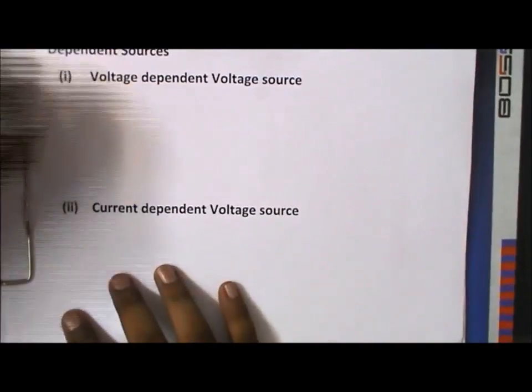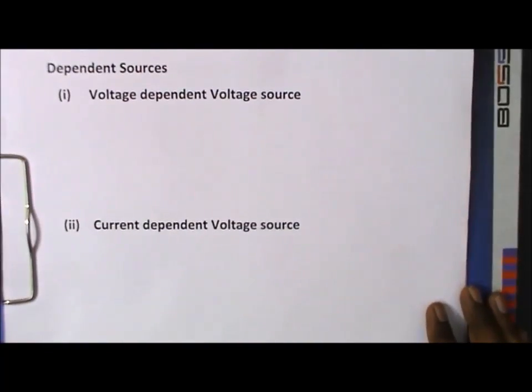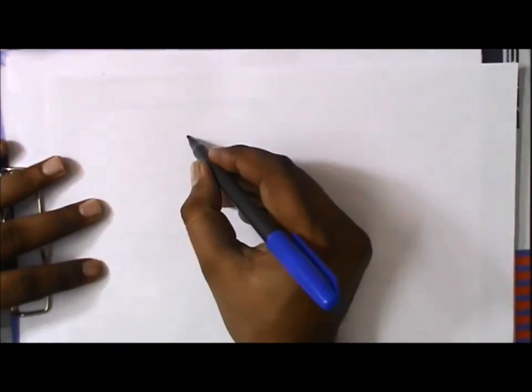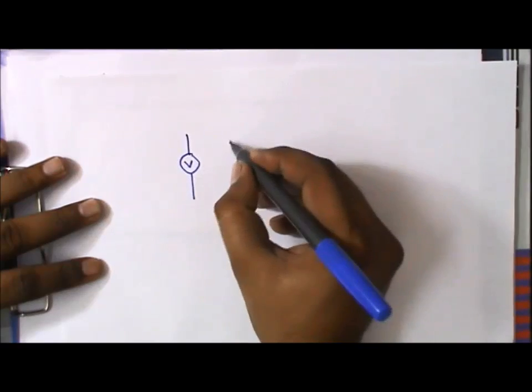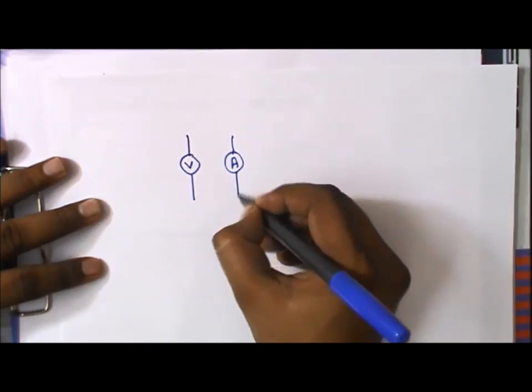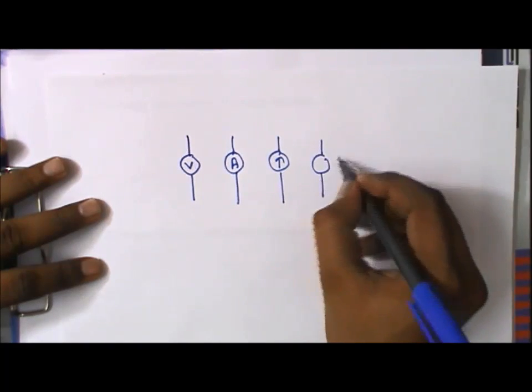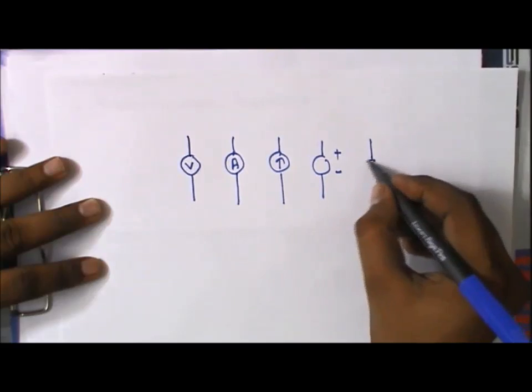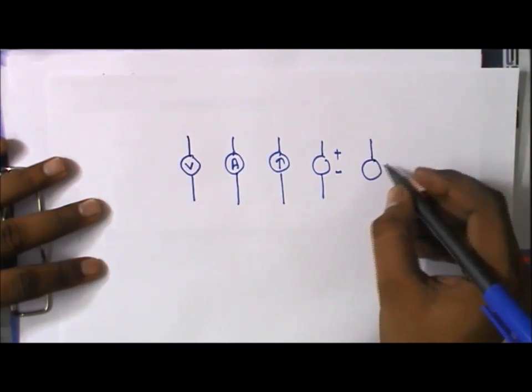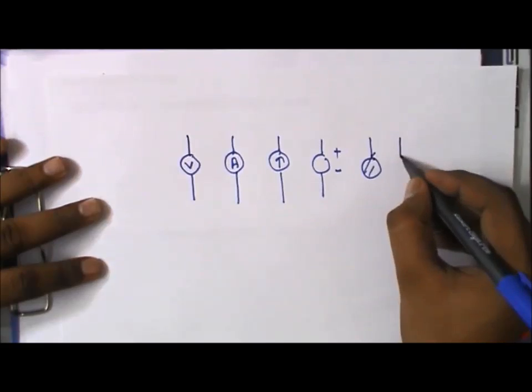Let's move on to our next part: we have dependent sources and we have independent sources. We know that in electrical circuits there are some symbol representations. This is a symbol, this is another symbol, and this also is a symbol in this fashion.